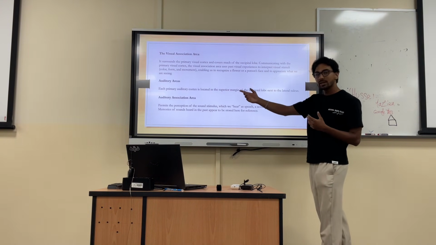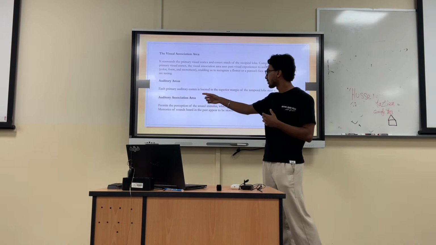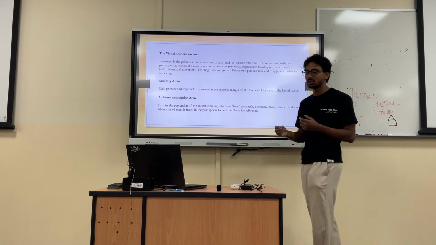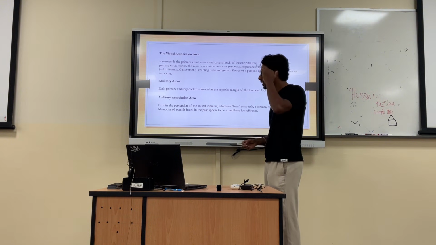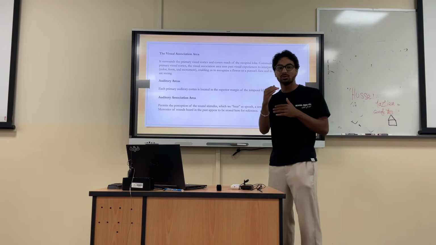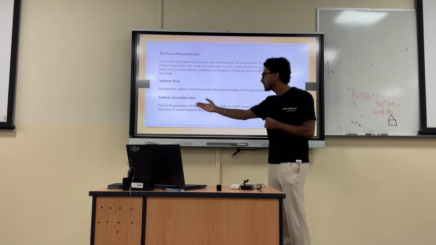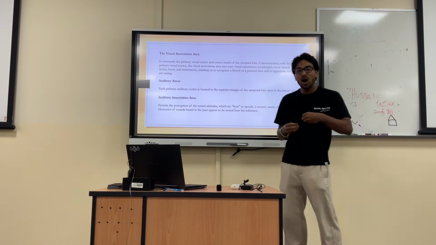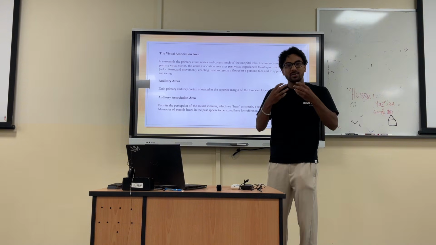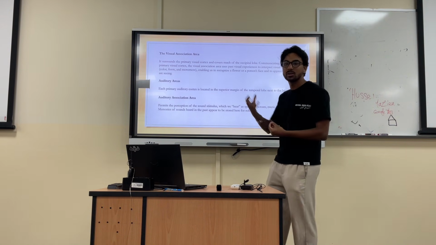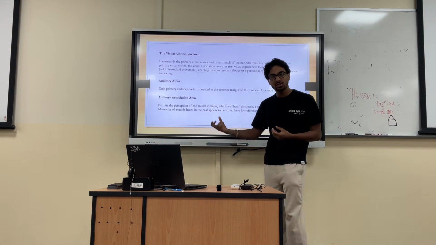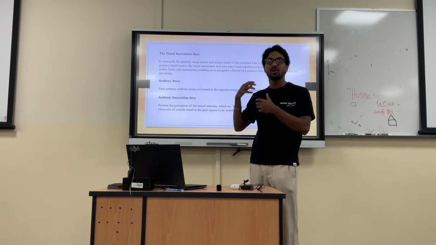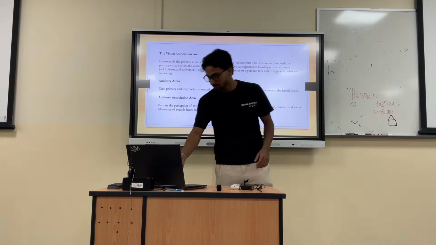Now, to the auditory areas. Each primary auditory cortex is located on the superior margin of the temporal lobe next to the lateral sulcus. The temporal lobe is here. You're going to see the auditory area in the superior region of this. And the auditory association area permits the perception of sound stimulus, what we hear and how we remember it. If there's damage in auditory areas, you're going to have problems in your hearing. If you have it in the association area, you're going to have problems understanding what that sound really is, or you're not able to remember what that sound really is.